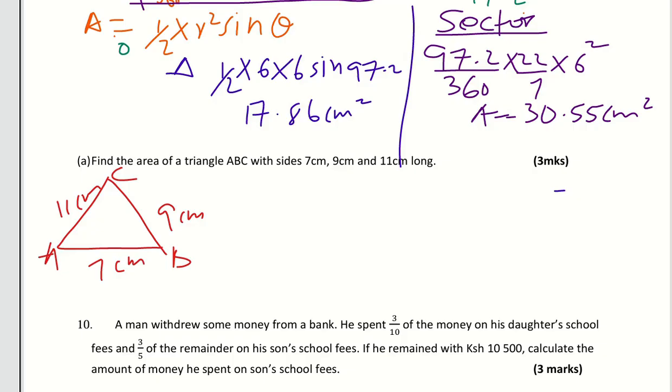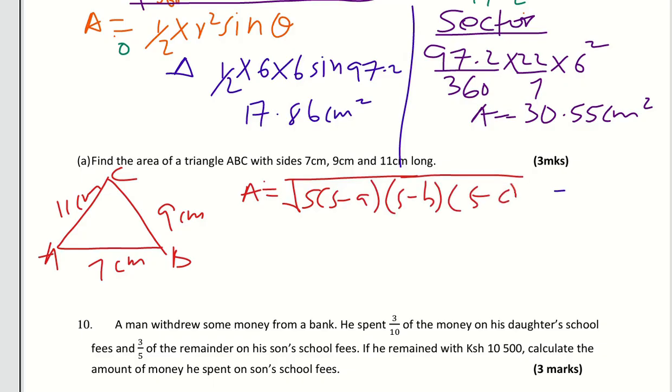So in this case, we'll apply Heron's formula. Whereby you say, first of all, area. The formula is: area is given by the square root of s into s minus a, s minus b, then s minus c, where s is given by a plus b plus c divided by 2.